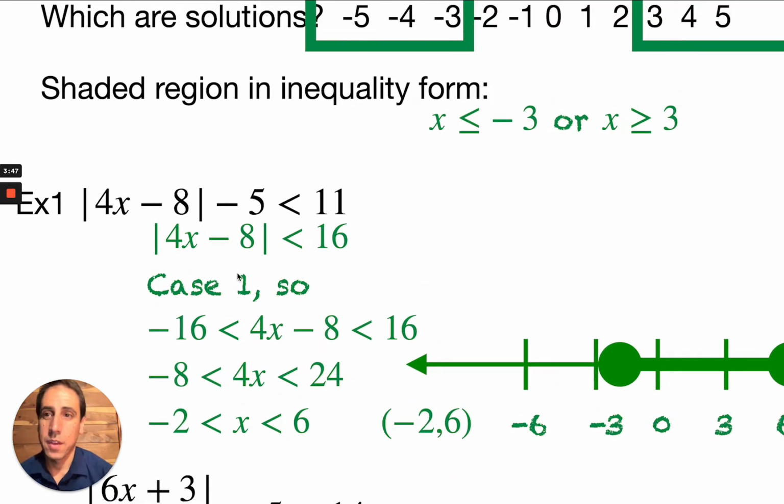Example 1. You have the absolute value of 4x minus 8, close absolute value, and then minus 5 is less than 11. So the first thing you have to do is move this minus 5 to the outside of the absolute values. Adding 5 to both sides, you get this. Now you have to figure out, is it case 1 or is it case 2? The symbol looks like this, so it's going to be case 1.